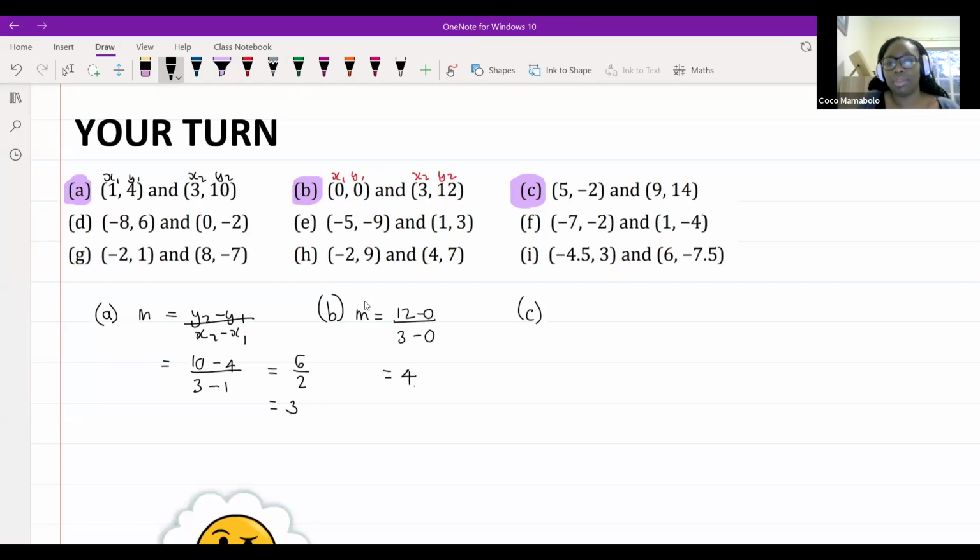Right, C. Again, we're going to name this x1, y1, and we're going to name this x2 and y2. All right, and we're just going to substitute 14 minus negative 2. So be very careful that you didn't write 14 minus 2, because minus negative 2 will give us a positive over here in between the two of them, divided by 9 minus 5. Okay, 14 minus negative 2 will give us 14 plus 2. That's going to give us 16 divided by 9 minus 5 is 4. And therefore, the answer we should get for C is 4.